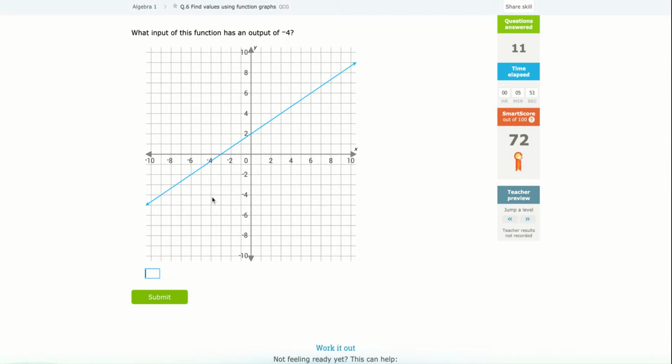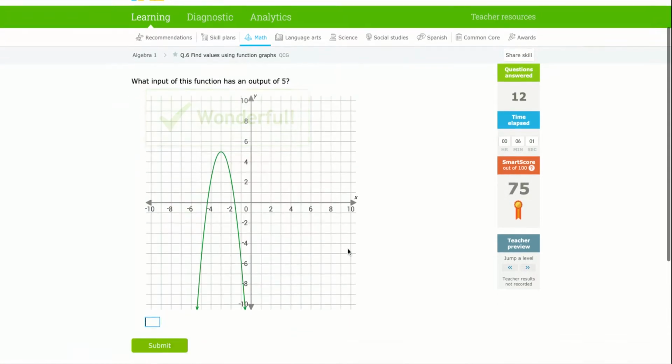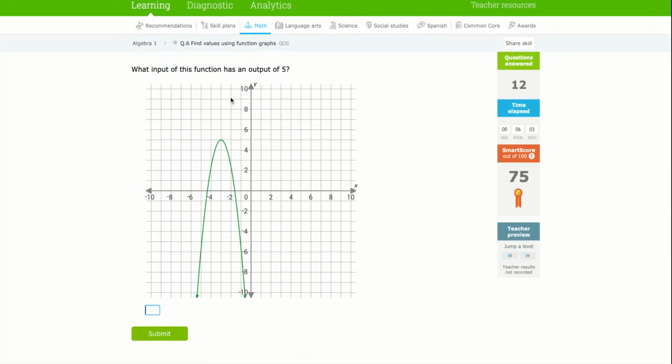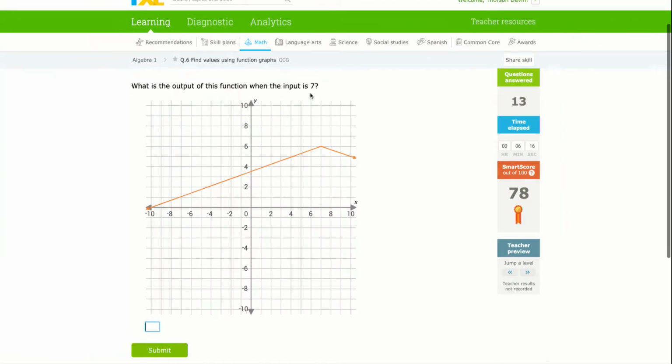Okay, here we have an output of -4. Outputs are y, so go down to -4. Look over here. My x value is -9. An output of 5, I go all the way up here to 5. For that y output, I only have one input, an x value of -3. Input of 7, go over to 7 on the x-axis, go up. I have a y value of 6.